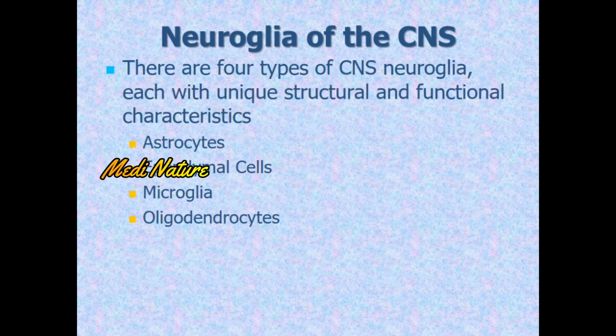There are four main types of neuroglia in the central nervous system. They are called astrocytes, ependymal cells, microglia, and oligodendrocytes. Each of them has unique structural and functional characteristics.